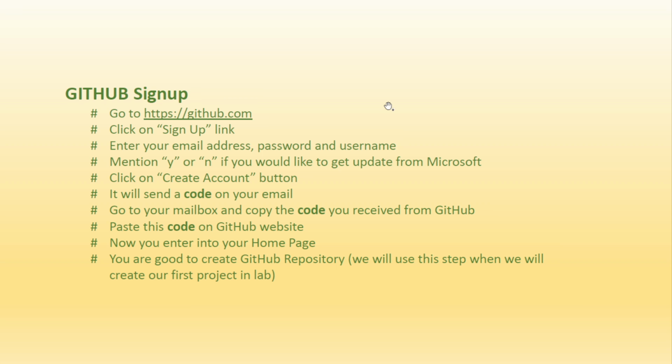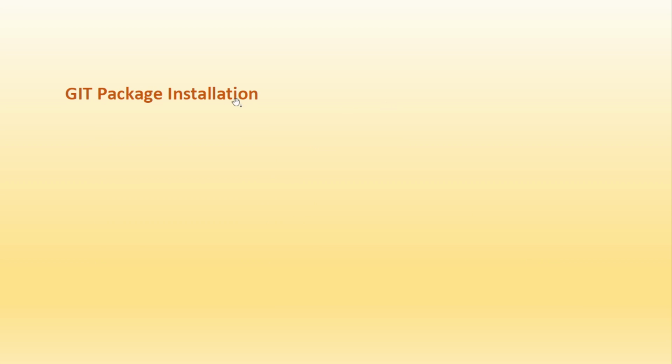So next step is Git package installation. We would be doing this installation on Linux, and Git always comes by default with Linux. So for that, you need to log in into a Linux machine and run this command: sudo su. By this, you would be getting root user access. Once you do that, run this command: which git.